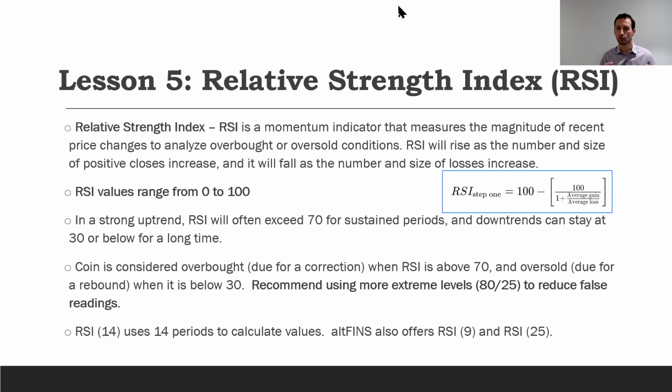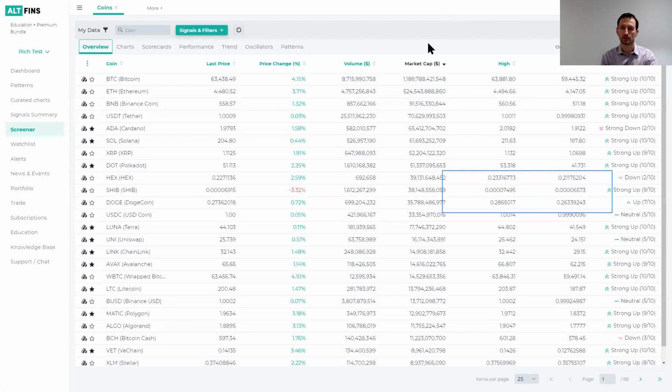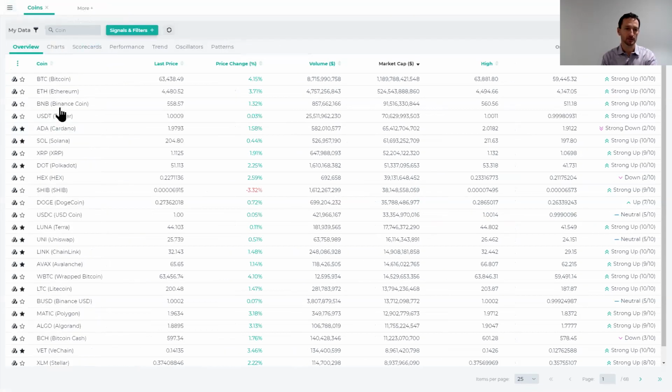The way the formula is constructed, it gives us a scale of 0 to 100. So the RSI values will range from 0 to 100, and that's why it's also called an oscillator. Let's go ahead and take a look at some RSI charts so we can get a good sense of how RSI behaves.